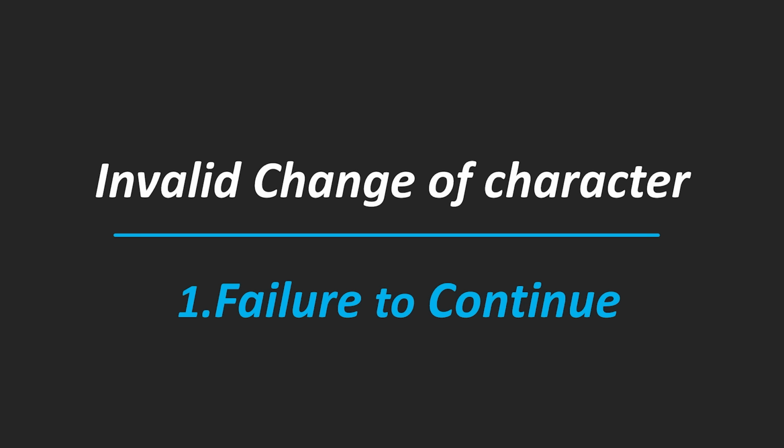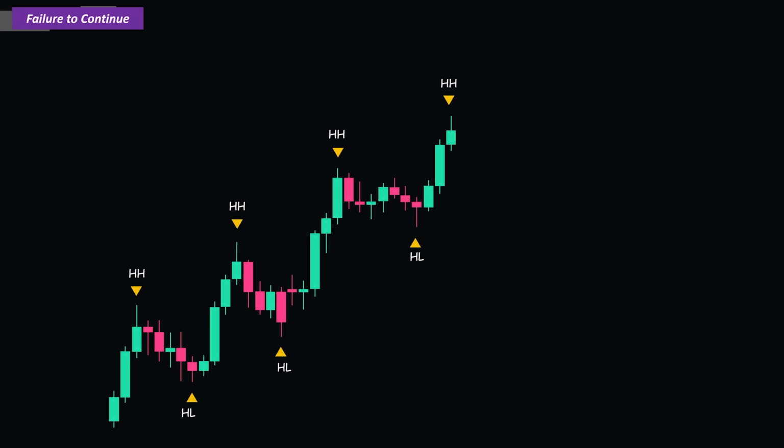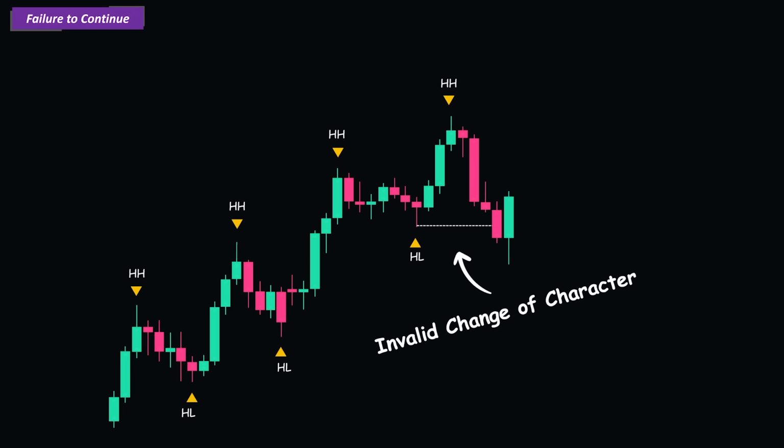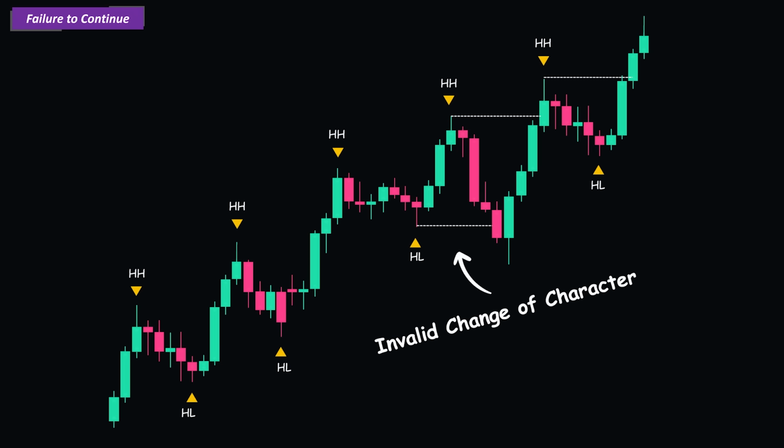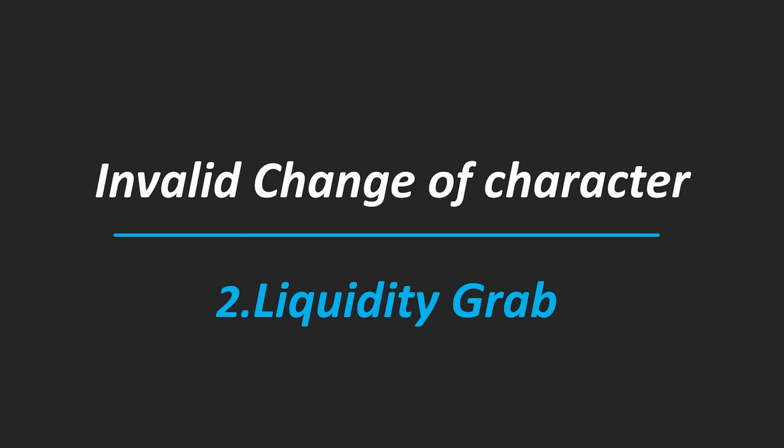Invalid change of characters. Number 1. Failure to continue. If price breaks below the swing low but fails to continue lower and quickly moves back up, the change of character becomes weak or invalid. Especially if price then breaks back above the previous high, it confirms that the market is still in a bullish trend. Number 2. Liquidity grab.